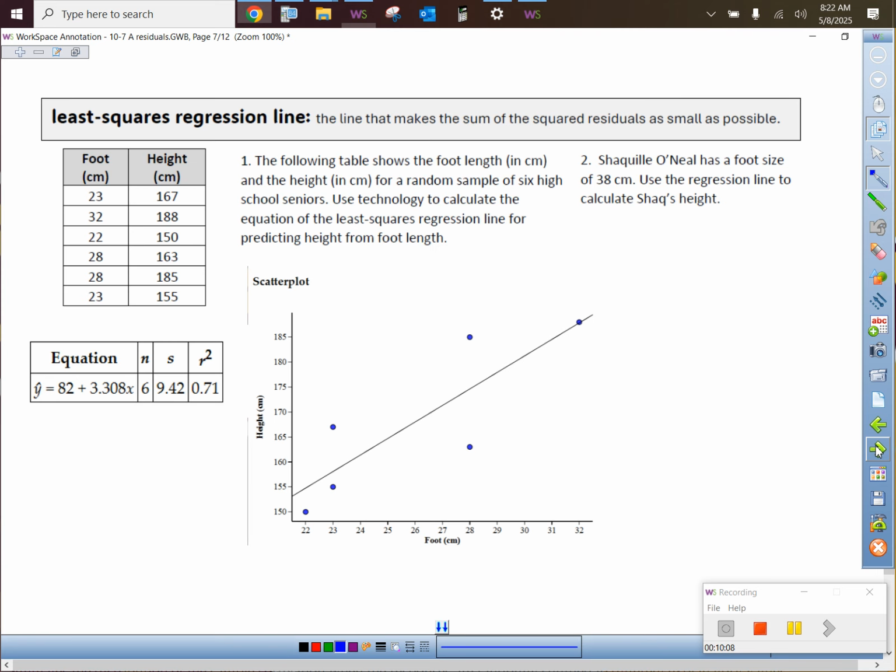It is y hat equals 82 plus 3.308x. And you'll have plenty of those questions on your homework. Remember, we're using 2 quantitative variables. You just scroll down and click that button, and it'll find it for you. So this is the slope. Bing. This is the y-intercept.